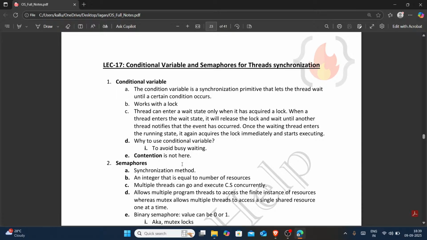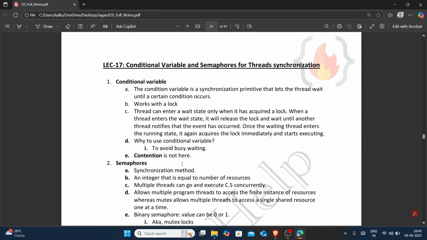Okay, condition variable is one of the most important things in process synchronization that lets the thread wait until a certain condition occurs. A condition variable works with a lock.